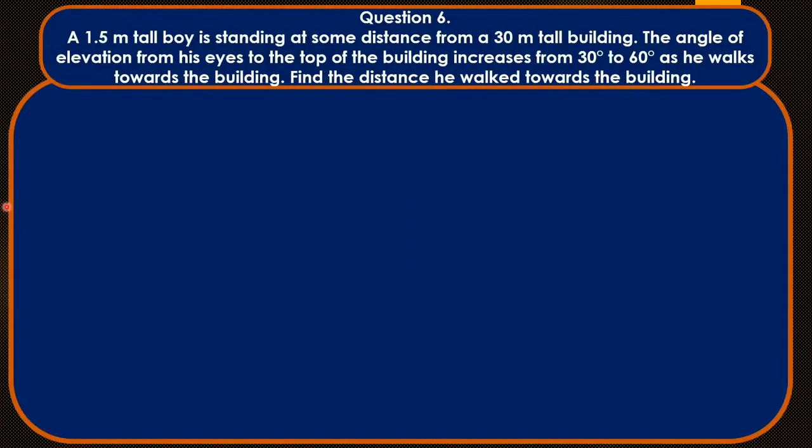Now next we will discuss question number 6. A 1.5 meter tall boy is standing at some distance from a 30 meter tall building. The angle of elevation from his eyes to the top of the building increases from 30 degree to 60 degree as he walks towards the building. Find the distance he walked towards the building. So again, first of all, we'll make a correct diagram.